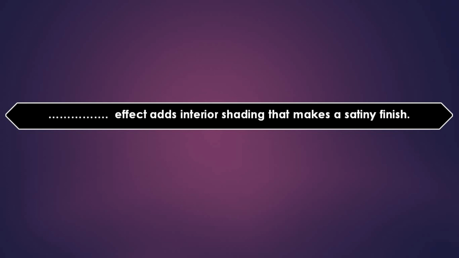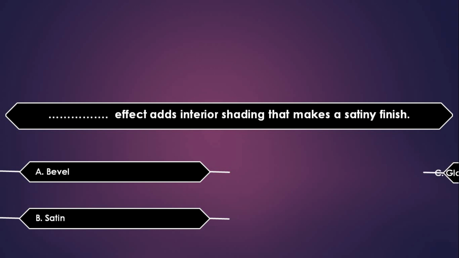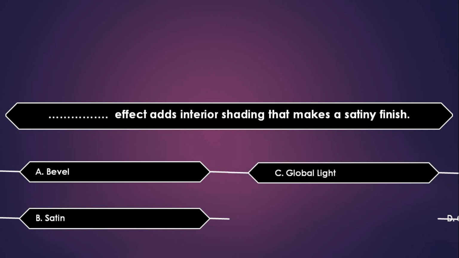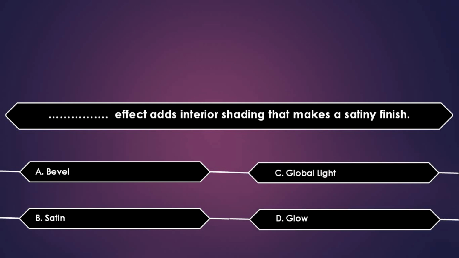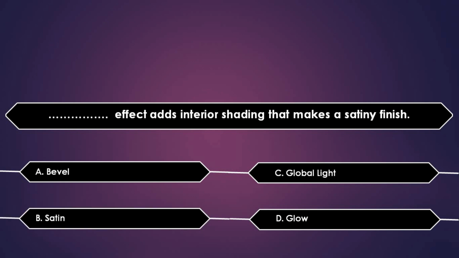Dash effect adds interior shading that makes a satiny finish. A. Bevel, B. Satin, C. Global light, D. Glow. The right answer is Satin. Satin effect adds interior shading that makes a satiny finish.